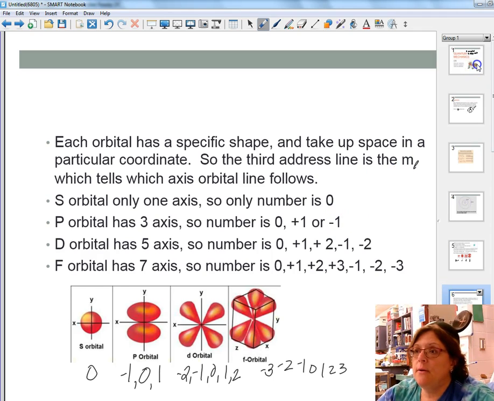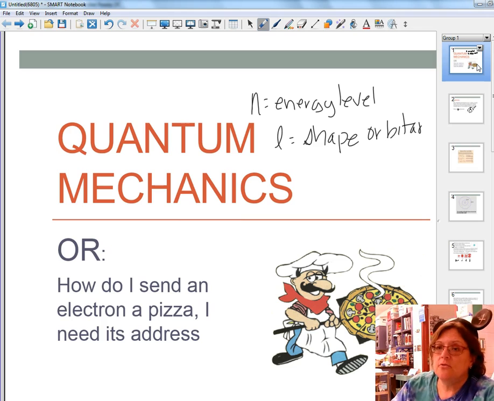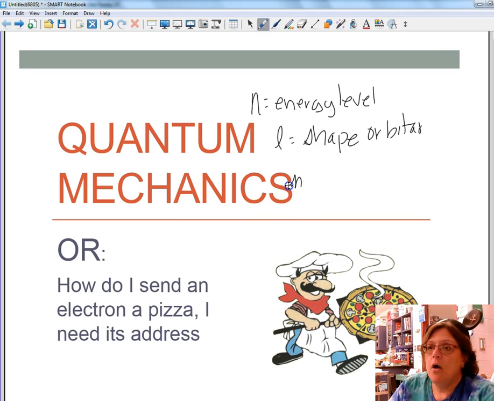So when we go back up here, our N is the energy level, L is our shape. Our ml is which orbital within the shape.